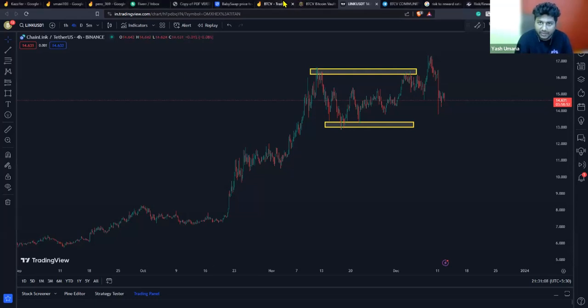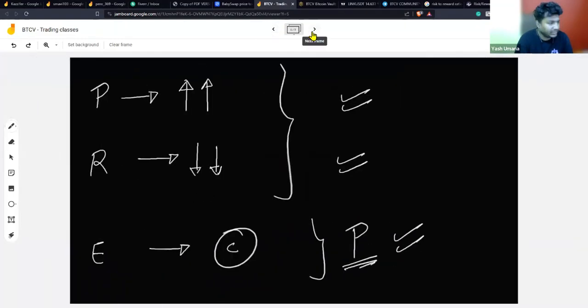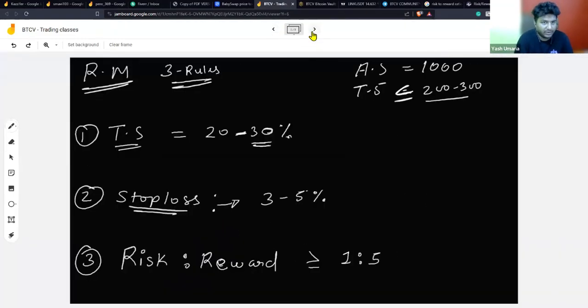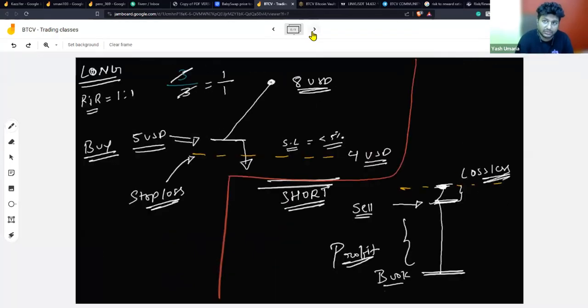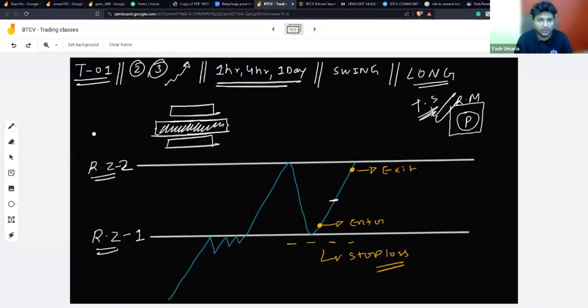In this class, we have learned how to think as a trader. We have learned about risk management, which is very important. Everything is important, to be honest, at this point. And we have learned what risk management, risk to reward ratio, and stop loss are. And also we have learned how to properly do a trading setup 01.